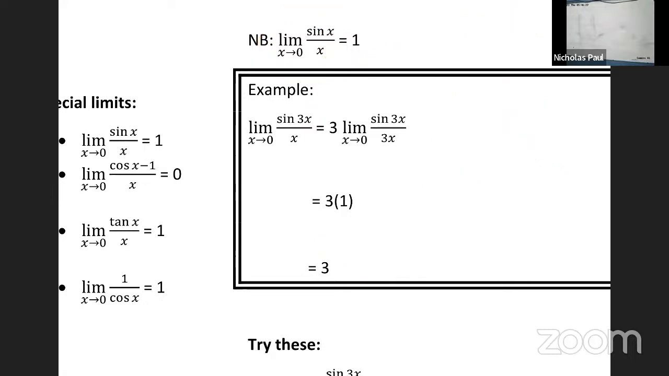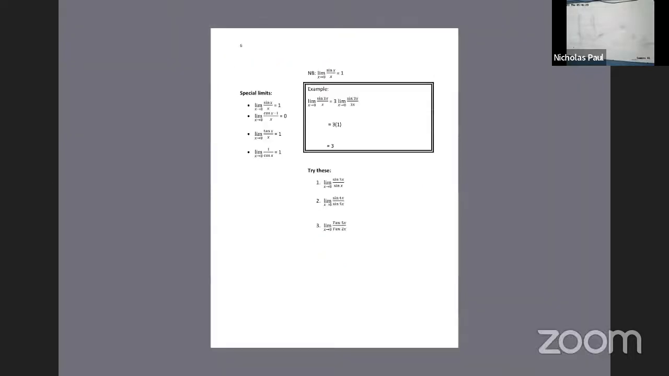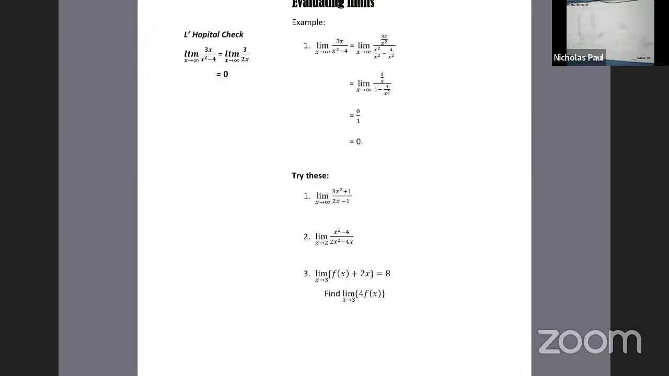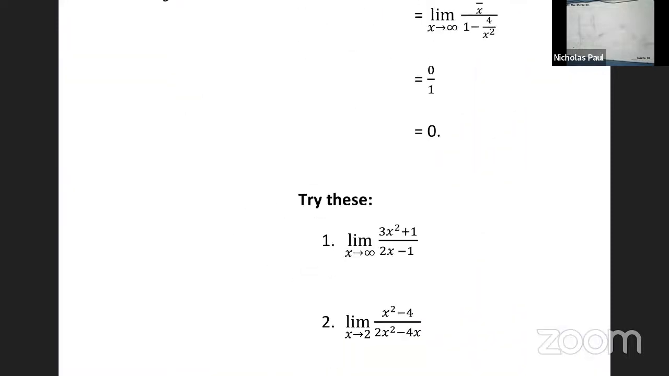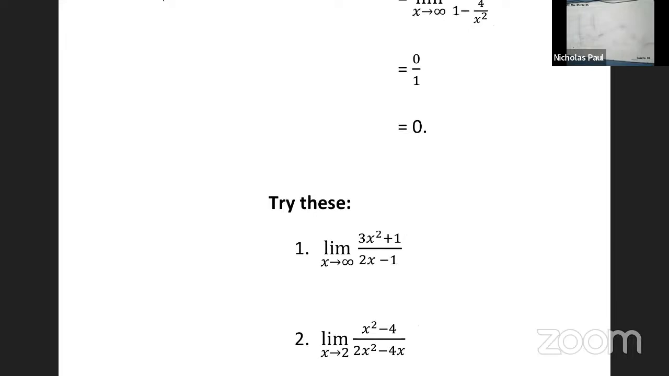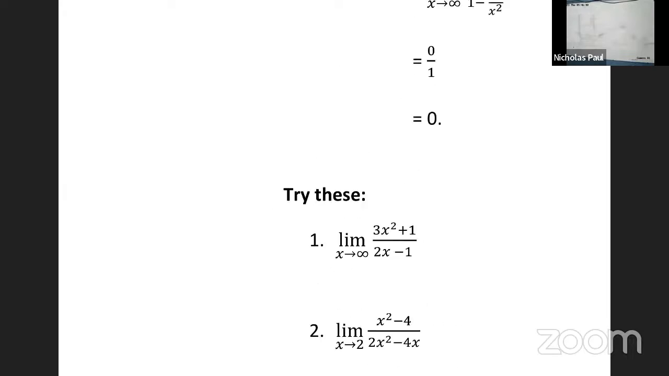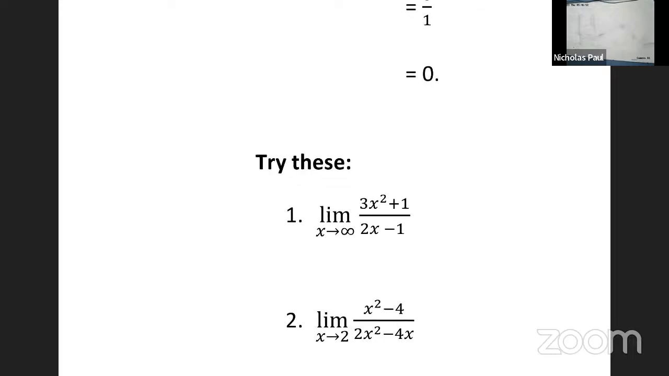All right. Any questions online? If no questions, try number 1 and 2. Try number 1 and 2 here, quickly. I'll leave 3 for homework. Try 1 and 2 now, come on.